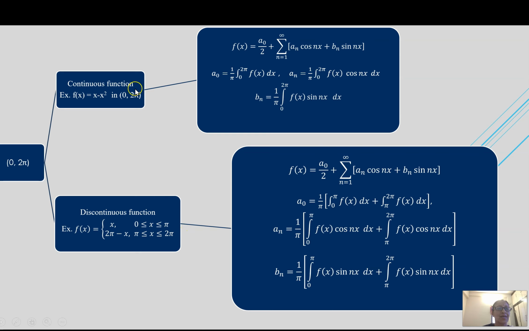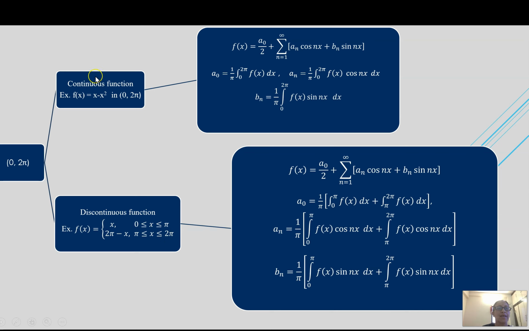That means the given interval is 0 to 2 pi, but if you observe this example of a discontinuous function, f(x) equal to, the right hand side contains more than one expression. Here x is one expression and the other expression is 2 pi minus x, in different intervals. That means f(x) equals x in the interval 0 to pi and f(x) equals 2 pi minus x in the interval pi to 2 pi. So the interval 0 to 2 pi is divided into two intervals, 0 to pi and pi to 2 pi. In this video we are going to discuss one example of a continuous function.